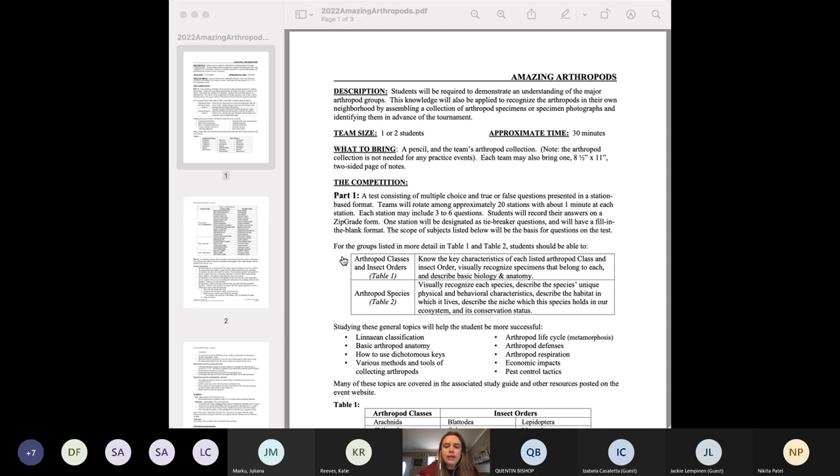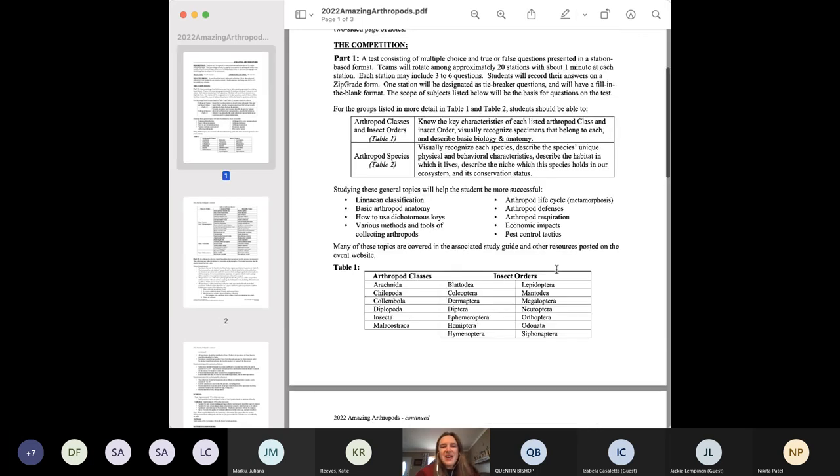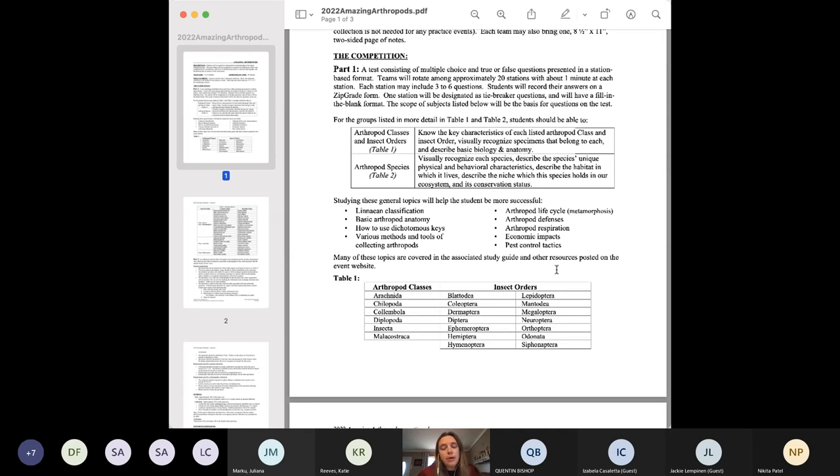If you look at part one, the first thing you're going to be looking at are the arthropod classes. If you scroll up a little bit to that table, table one, you'll see that we have six arthropod classes that you as coaches are required to help your students exercise their knowledge on: what fits into each class and why. What characteristics make a particular organism like a tick or a spider fall under the class Arachnida versus a millipede falling under the class Diplopoda.